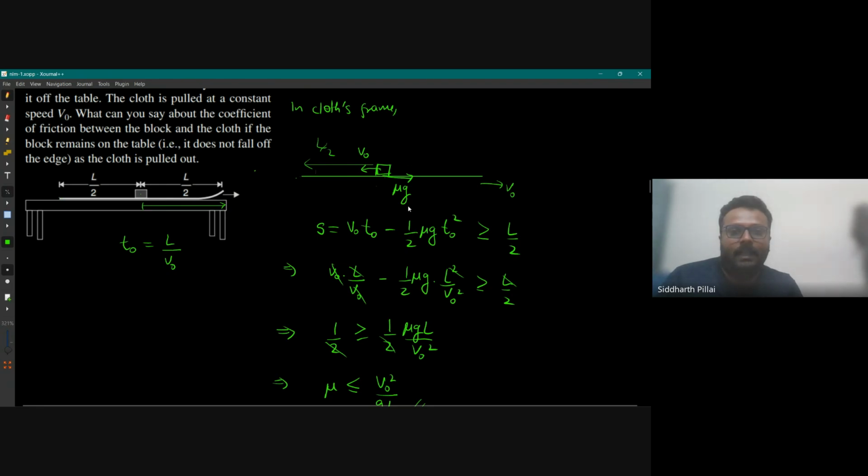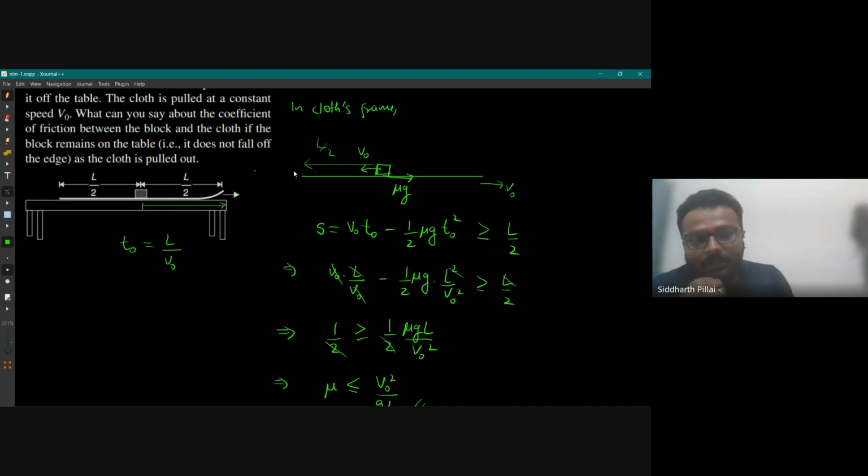This distance that it has to travel in the cloth's frame should be greater than L by 2, not less than L by 2. If it is less, then it will basically fall off the table along with the cloth.